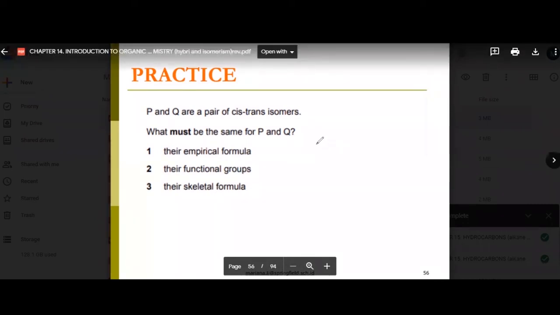Okay, let's discuss this. Is it true for number one? If it is a pair of cis trans isomers, what must be the same for P and Q? This should be correct, right? For example, but-2-ene. Yes, they should have the same empirical formula and the same functional group. How about the skeletal formula? Okay, the skeletal formula will be different. Once again, let's see the cis trans isomers in but-2-ene.